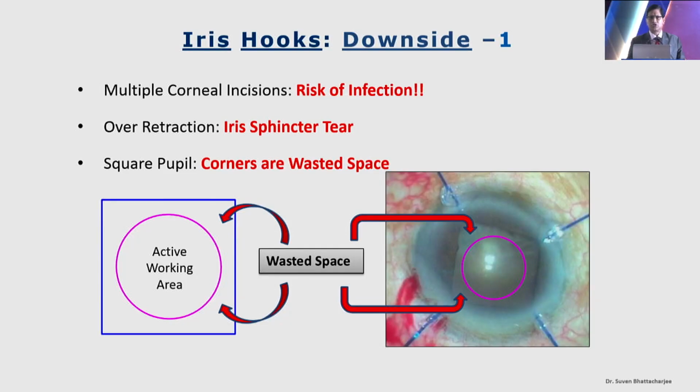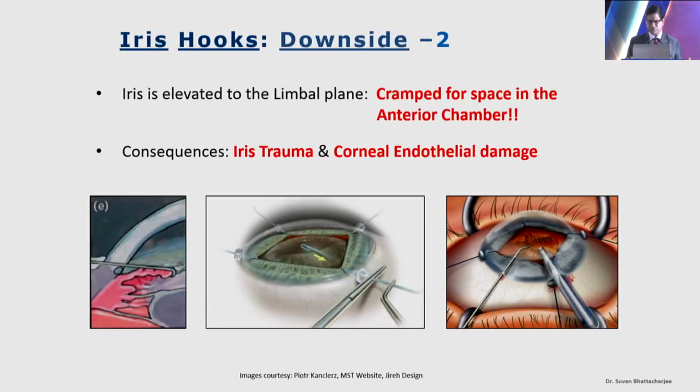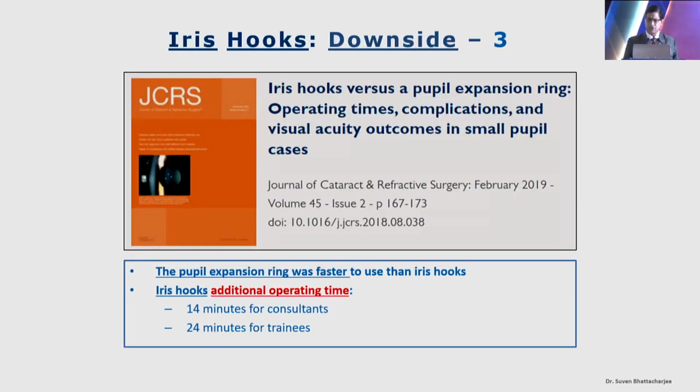Now, iris hooks do have a downside. I'm not anti-iris hooks, but these are genuine downsides which I found. So multiple corneal incisions, yes, theoretically the risk of infection is high. We do have iris sphincter tears, and I believe that in a square pupil, the corners are wasted space. We are going to work within the rhexis, so why do you need the corners? The anterior chamber gets cramped because your pupil margin has been elevated to the limbal plane. So you are a little short of space, and that could lead to iris trauma and corneal endothelial damage.